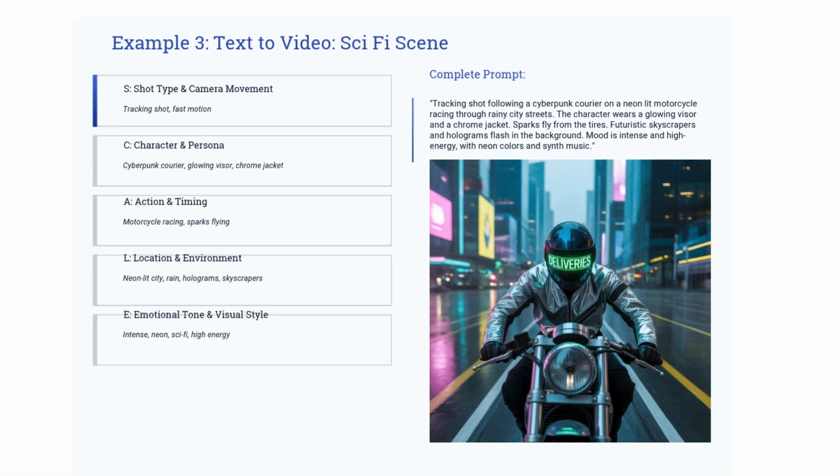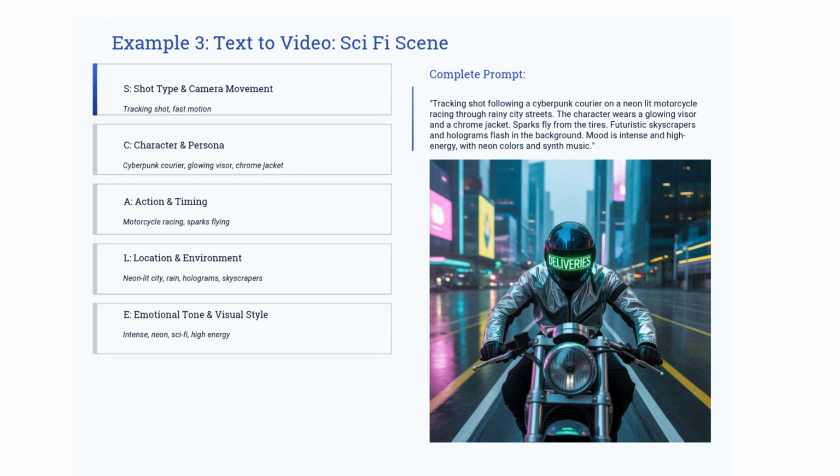Example 3. Text to video, and this one's got full-on sci-fi vibes. Let's run it through the SCALE formula and bring it to life. S. Shot type and camera movement. We're doing a tracking shot, with fast motion. Think action camera chasing the subject. C. Character and persona. The hero? A cyberpunk courier, rocking a glowing visor and a chrome jacket. Super sleek.